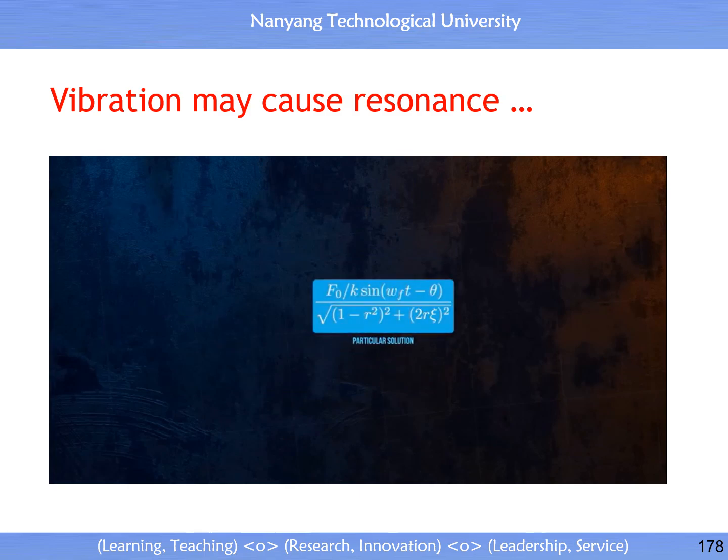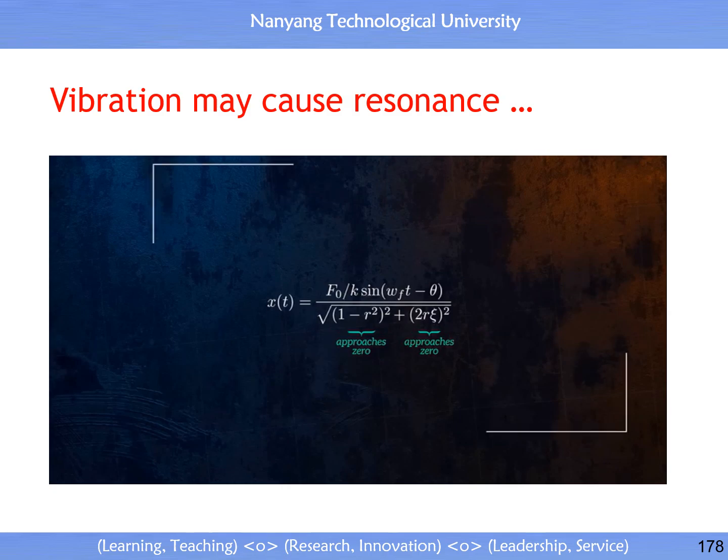Something interesting happens to the steady-state response when the frequency of the forcing load is very close to the natural frequency of the system. R approaches 1, and so the first term in the square root is close to 0. And if the system has very little damping, the second term will also be close to 0, which means that the displacement will become very large.